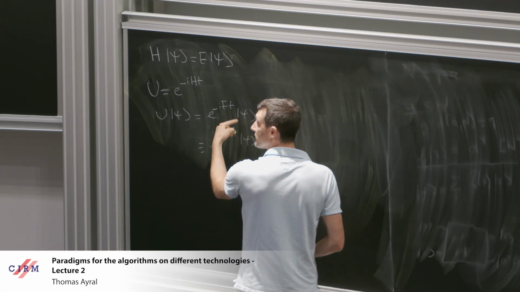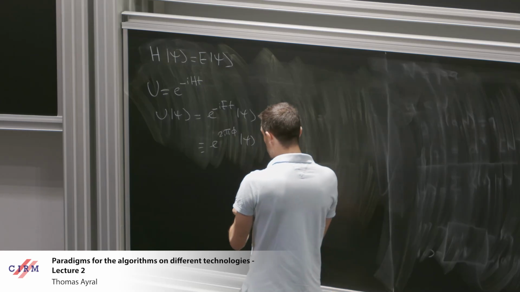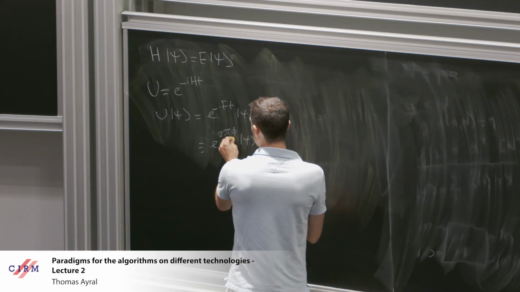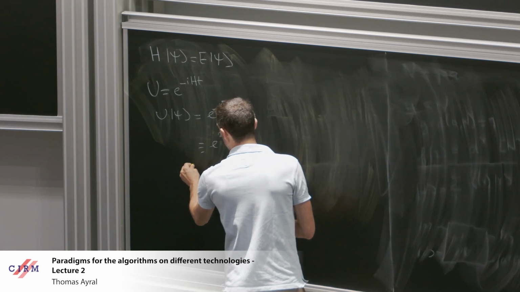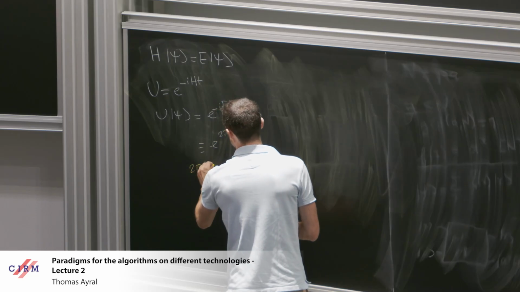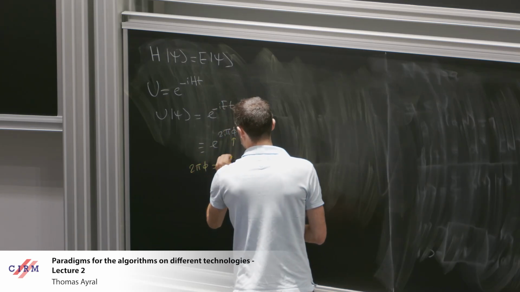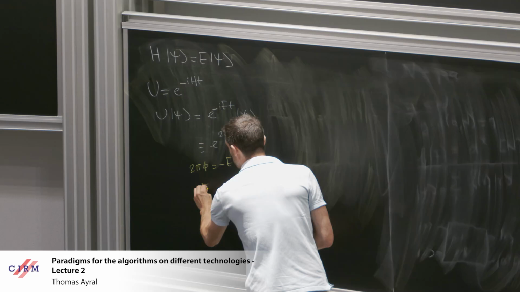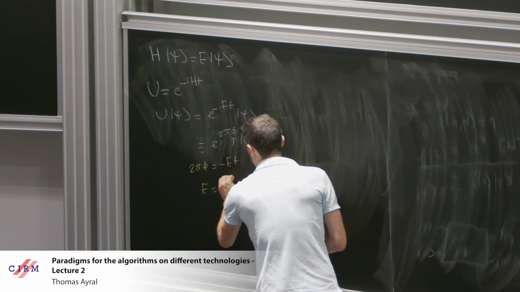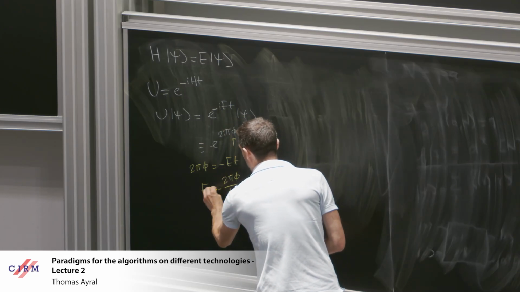We can redefine the phase in this way. So in other words, if I use phase estimation to get phi, then I can get the energy by writing that 2 pi phi equals minus ET. So I can get the energy as minus 2 pi phi divided by T.